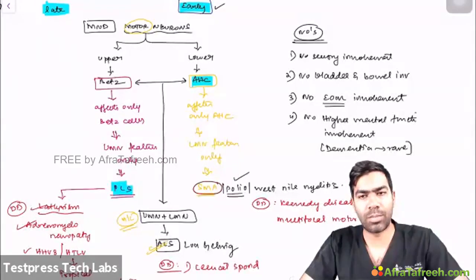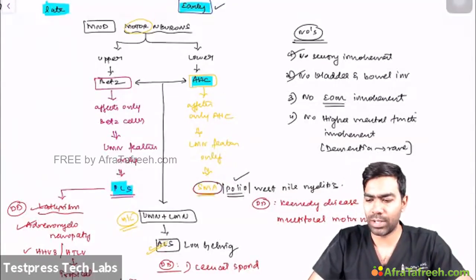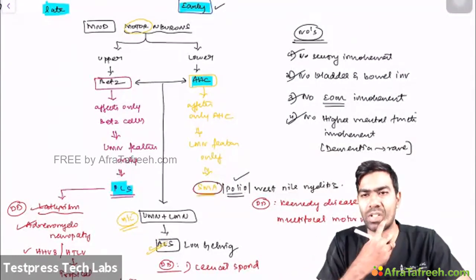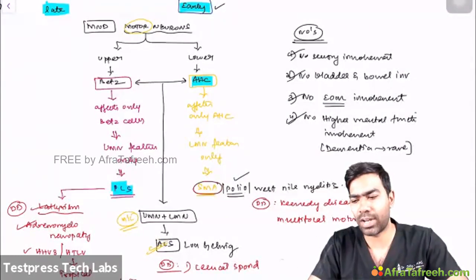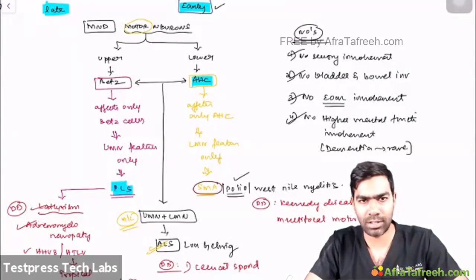Even though I'll be talking about the FTD-ALS complex later on, where there can be association with some form of frontotemporal dementia, right now, as a common understanding, there should be no sensory involvement, no bladder and bowel involvement, no extraocular muscle involvement, and finally, no higher mental function involvement. All these 4 are very, very important as far as motor neuron diseases are concerned.